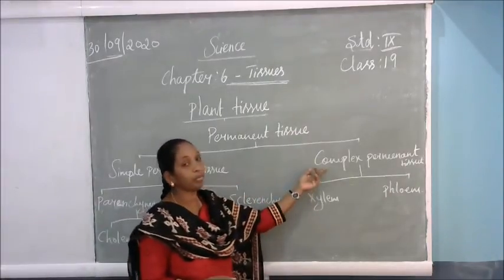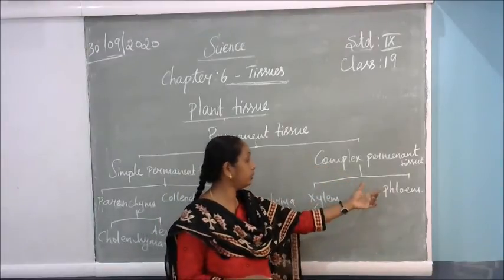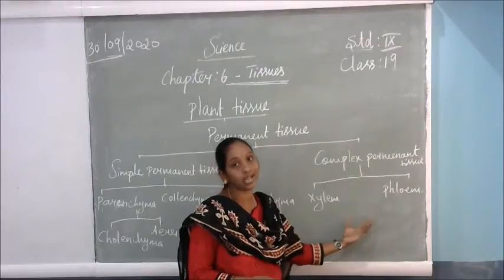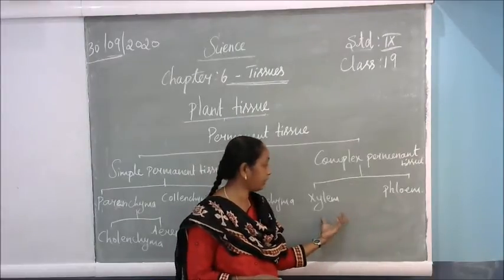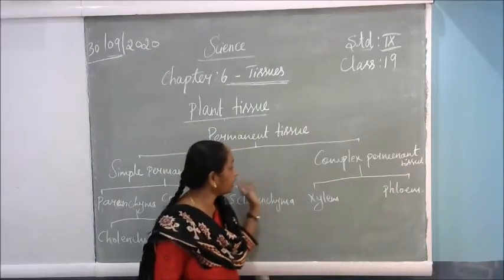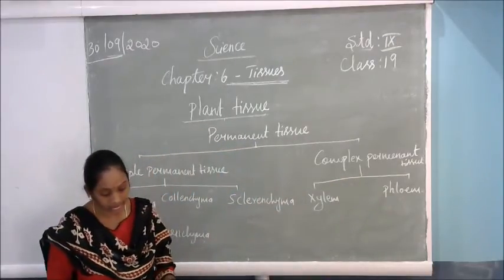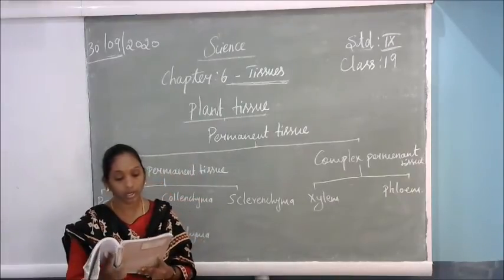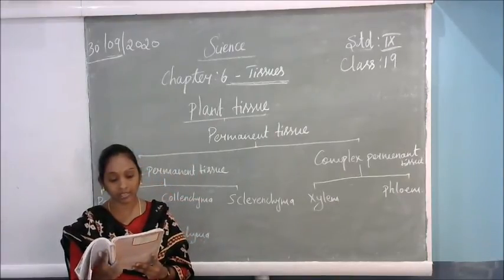The complex permanent tissues are also divided into two types: xylem and phloem. You already know about the xylem and the phloem. In the previous classes we discussed the function of xylem and phloem. Now each one of them will be discussed in detail. Take out page number 70, permanent tissues. What happens to the cells formed by the meristematic tissues?